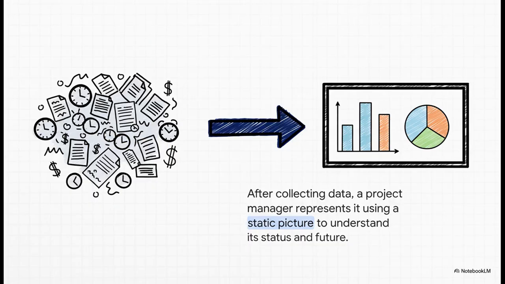Without a clear visual answer, you're pretty much flying blind. And right here, this is the solution in its simplest form. The whole idea is to take all that raw data, all the timesheets, reports, and updates, and transform it into a single static picture. A snapshot that tells you not just where you are right now, but where you're headed.